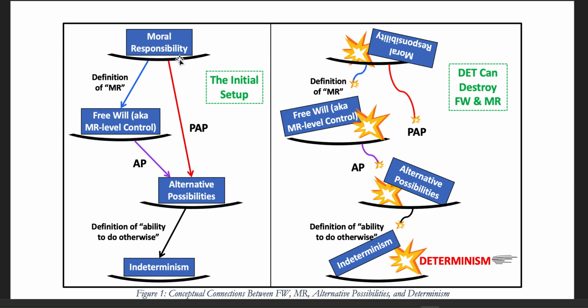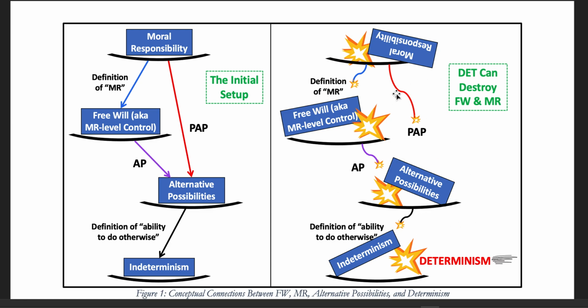That's the initial setup. This is a common way to think about responsibility. It's very, very common, thinking that responsibility requires free will. And then these here are the common, intuitive ways in which people have thought about responsibility, that it requires alternative possibilities. But that's what we're going to see get objected to today. We're going to see pushback against this.